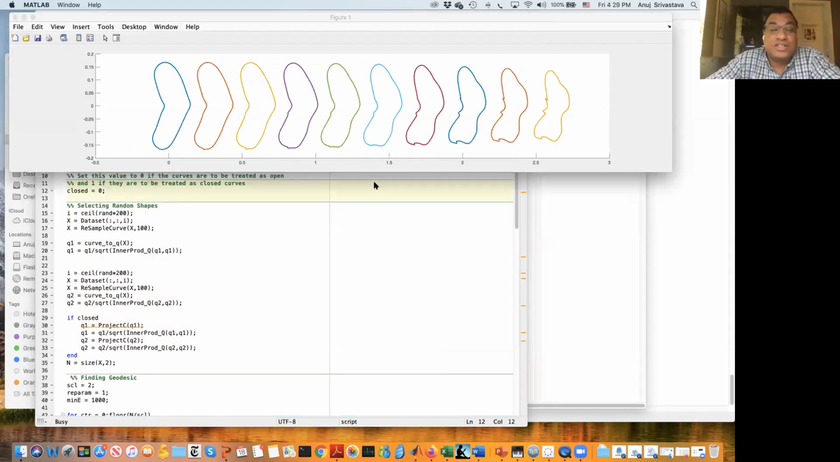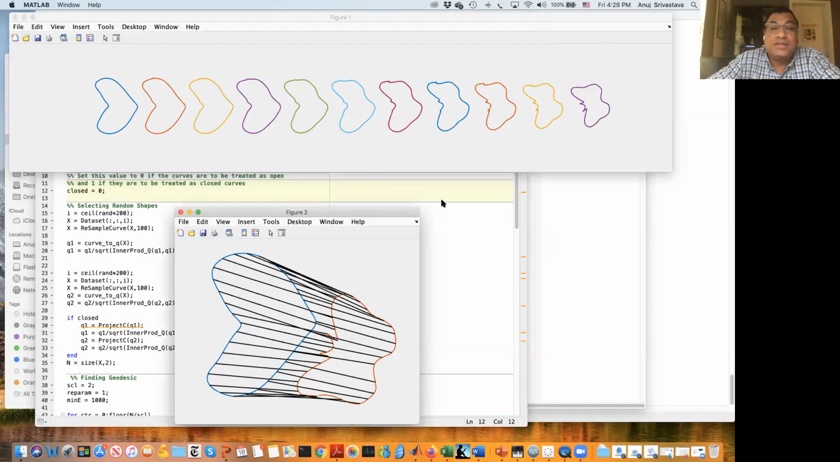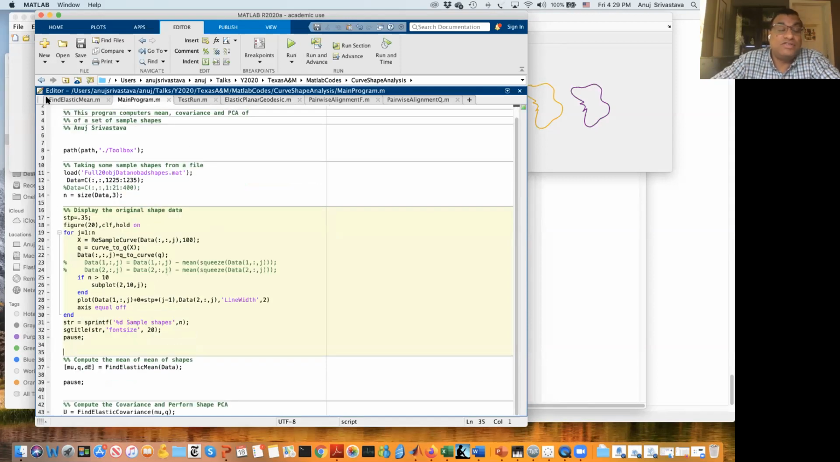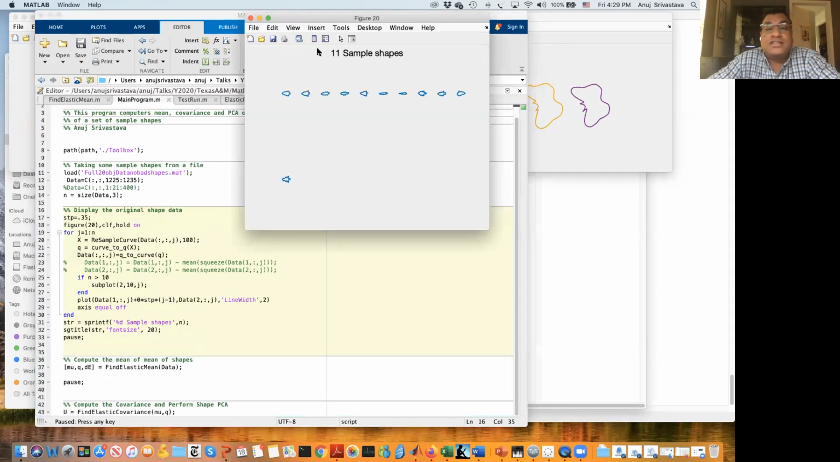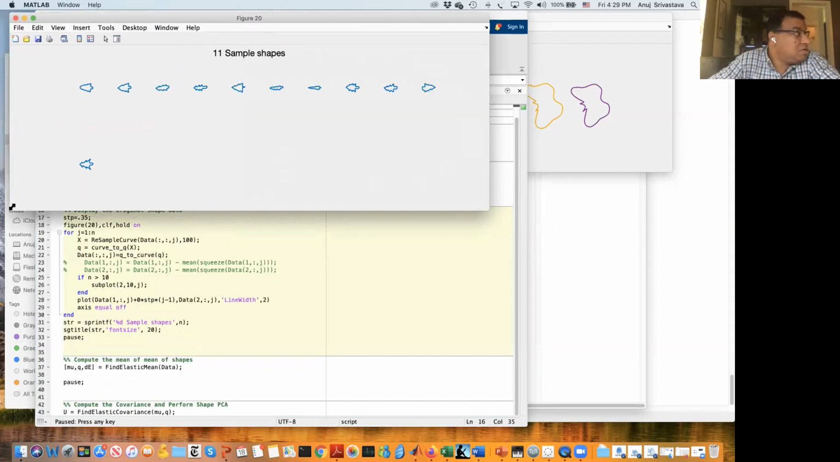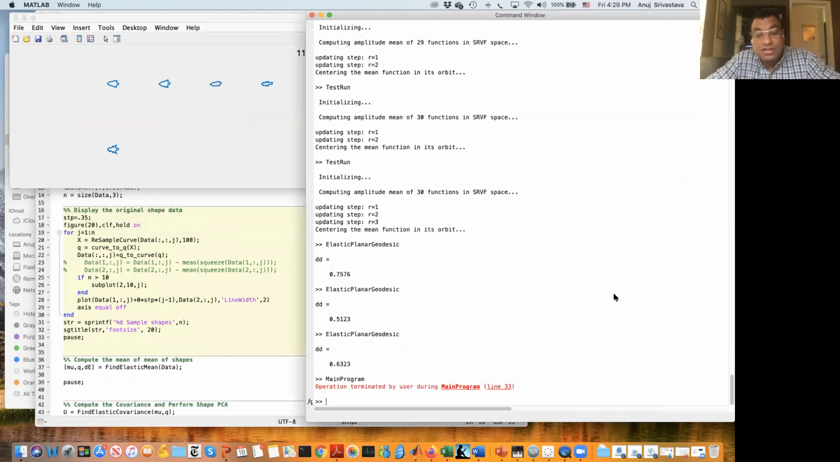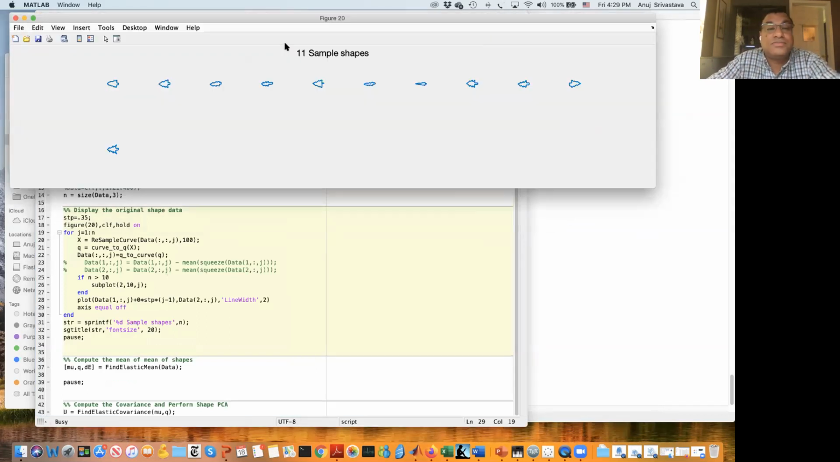Let me just run a few more examples. And so for random shapes, it just computes geodesics, geodesic distance, and elastic geodesics, as I call them. Now, as a last piece of code for the shape analysis of planar curves, I do something slightly different, which is somewhat more statistical analysis. So I take a number of shapes. I have to redraw this so that it shows again slightly better. Let me fill this program and run this again.